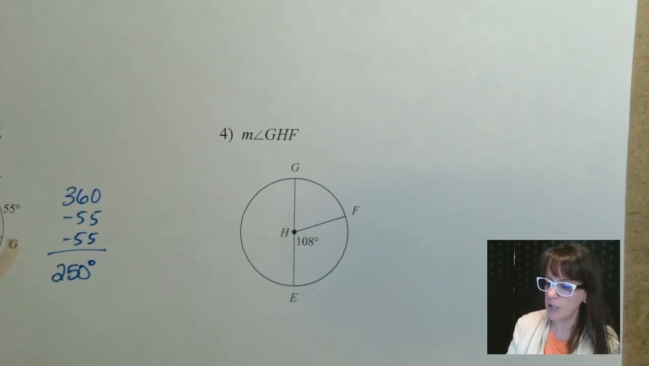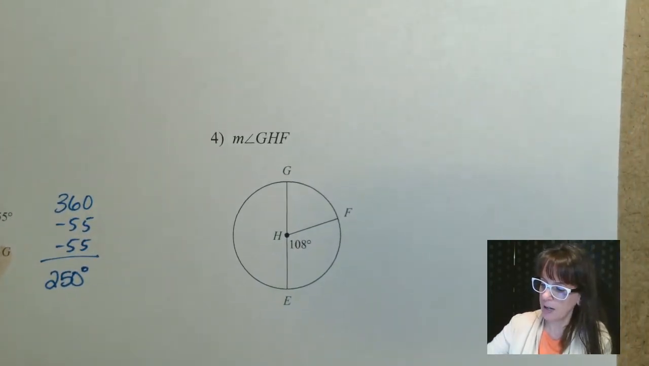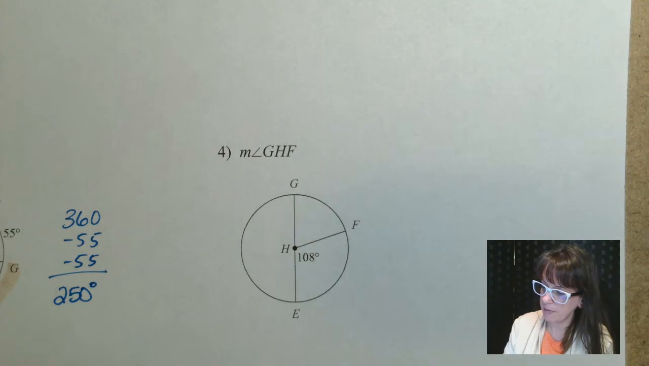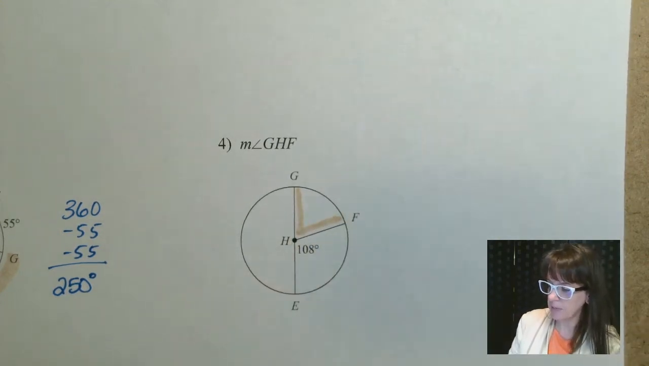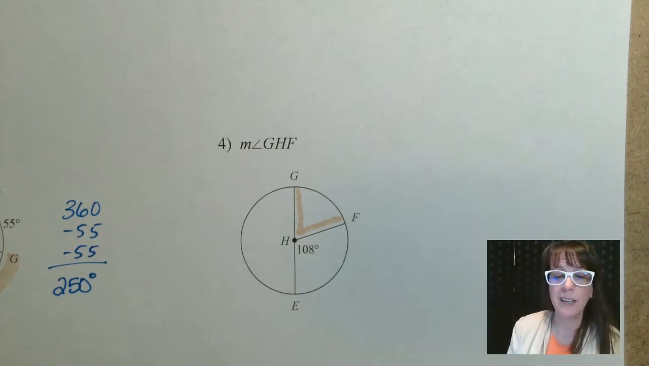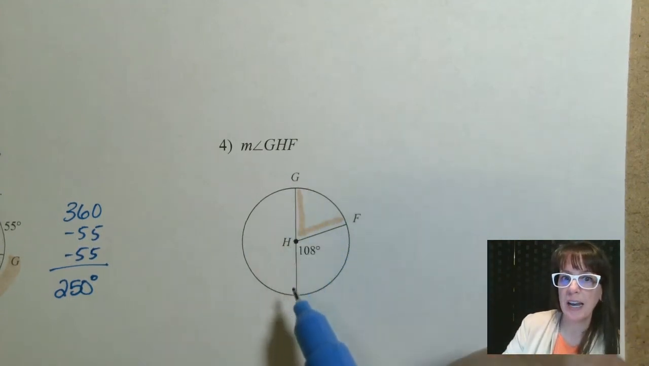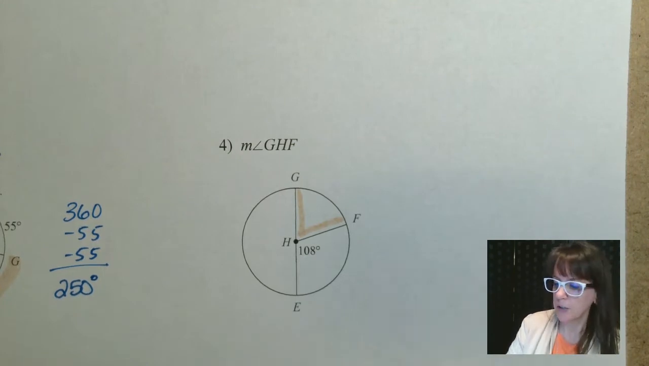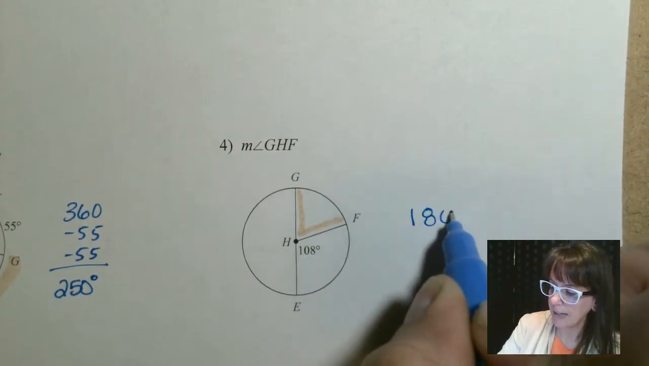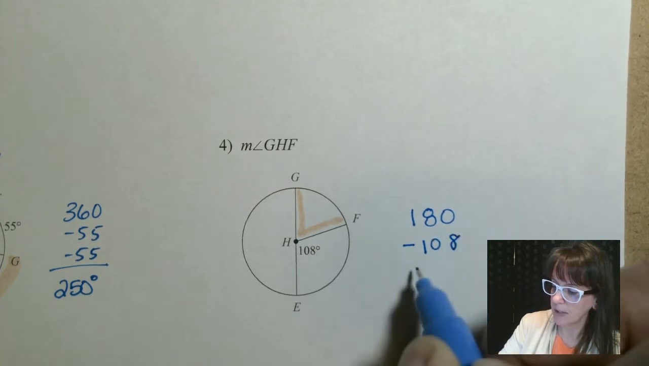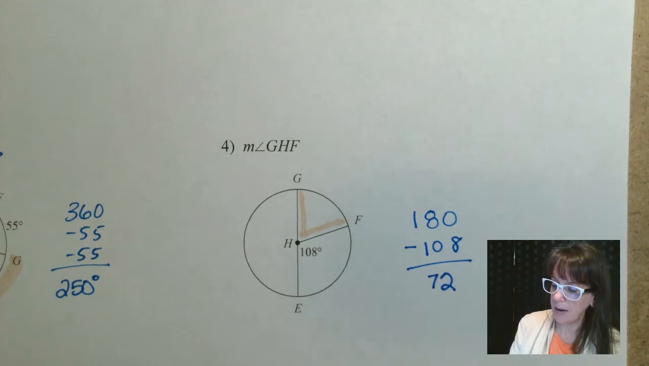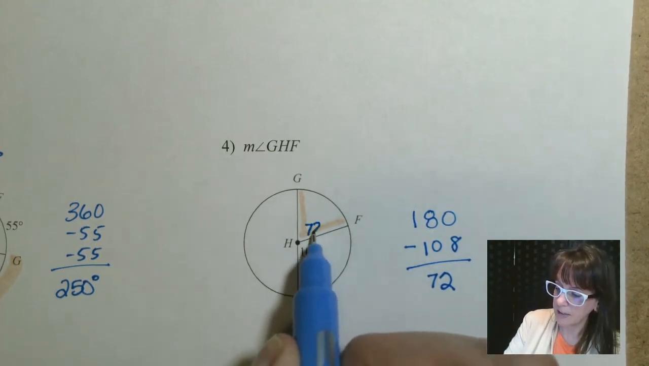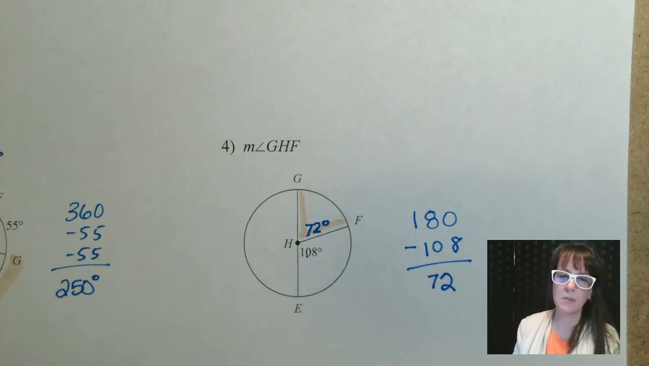All right, let's take a look at GHF. The measure of angle GHF is going to be this one right in here. This is another one where it's important that if it looks like a diameter, it's probably a diameter. And GHE looks like a diameter. So we take 180 and minus 108, and we end up with 72. That gives us this one right in here, 72 degrees, because together those add up to 180. And if it's a diameter, then it's 180 degrees.